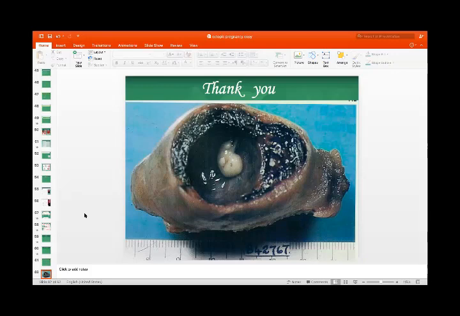Normally what happens, the beta HCG doubles, or there is a 66% rise in the beta HCG after 48 hours in a normal pregnancy. If it does not happen, then it means either it is an ectopic gestation or a failing pregnancy in the uterus.